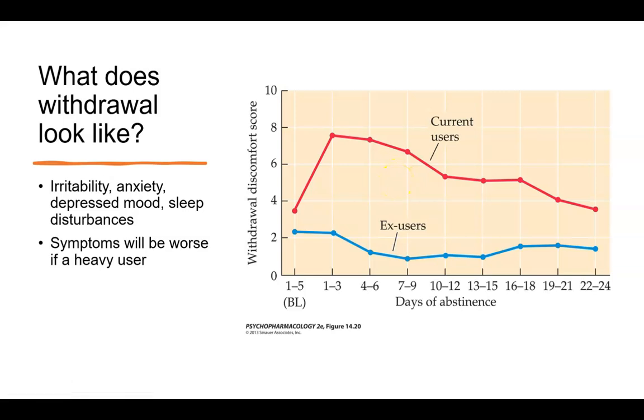So we have a group of current marijuana users that were compared with ex-users, and you can see that for the current users, after up to 3 weeks of abstinence, this is their baseline data, but especially for that first week, those withdrawal symptoms compared to ex-users are very significantly different.